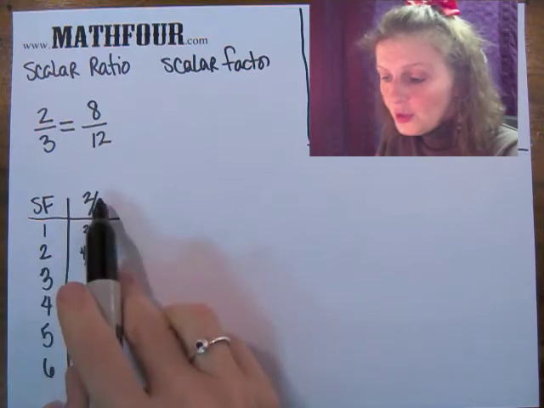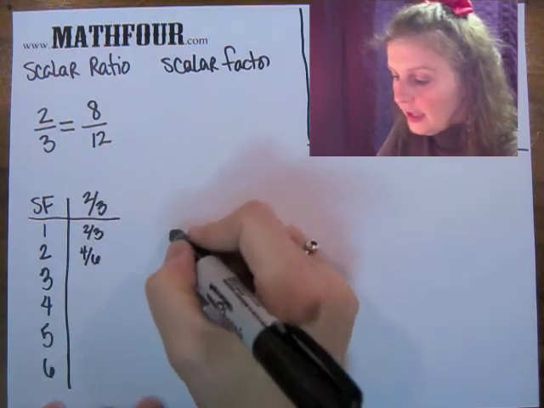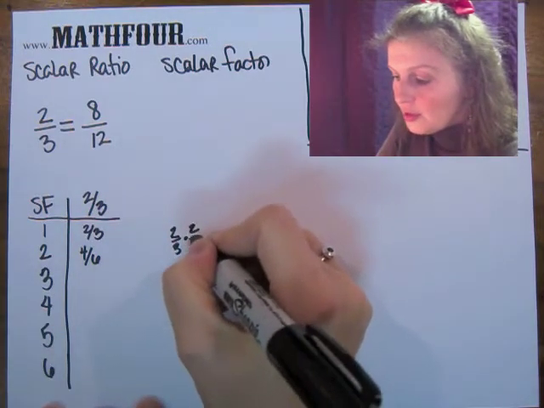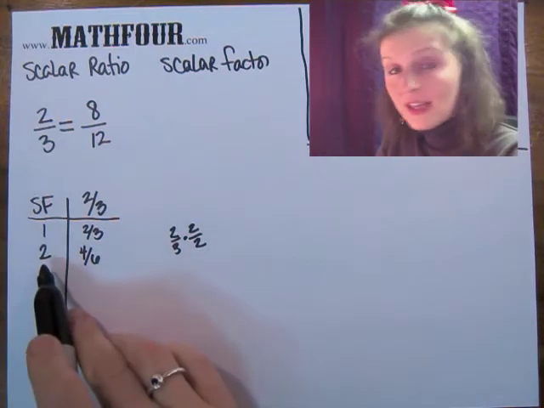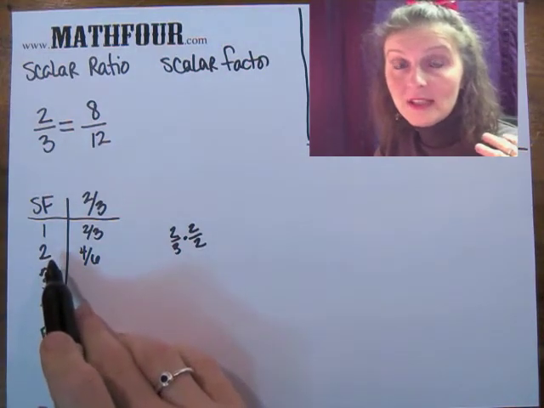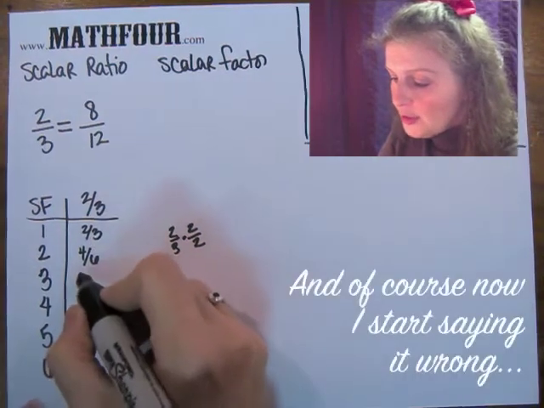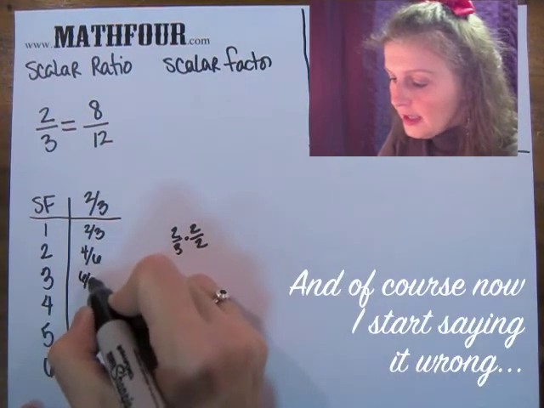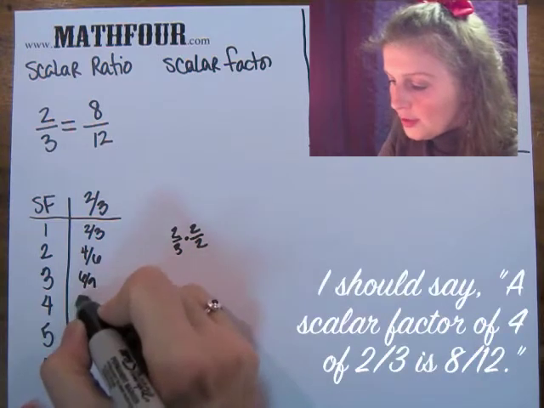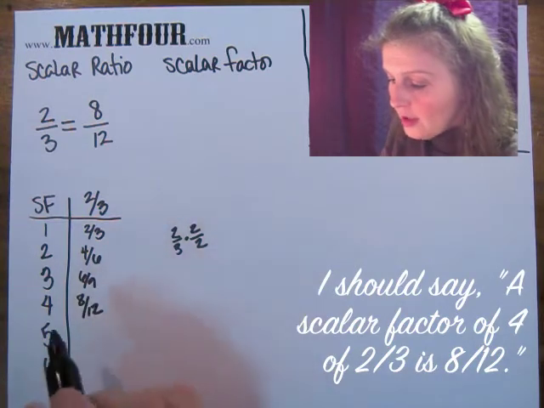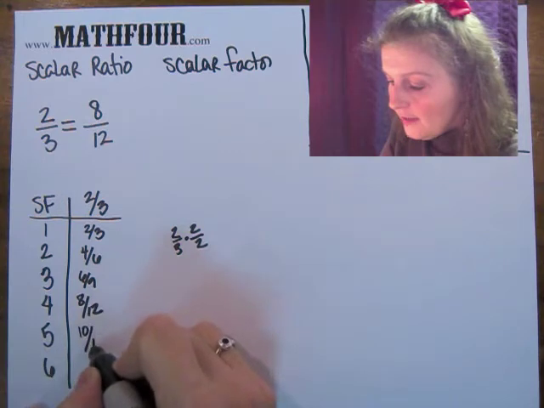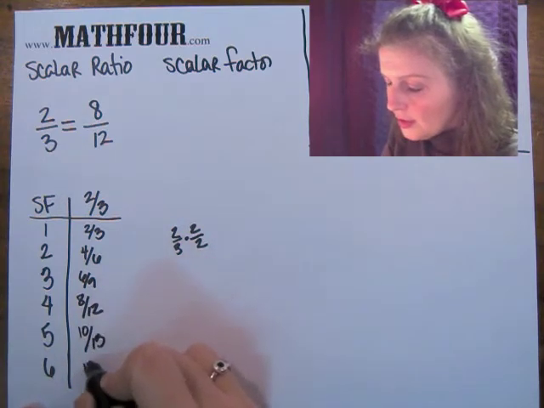This is not 2 times 2/3. This is really 2/3 times 2/2. So that's what a scalar factor is. You're multiplying both pieces of the fraction by that number. 3 times 2/3 is 6/9. 4 times 2/3 is 8/12. 5 times 2/3 is 10/15, and 6 times 2/3 is 12/18.